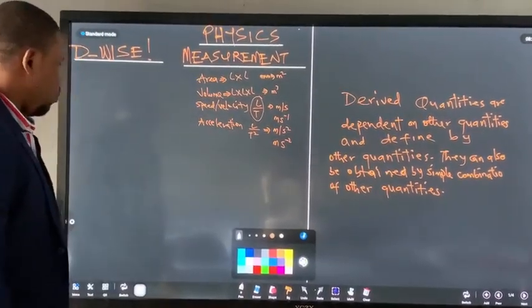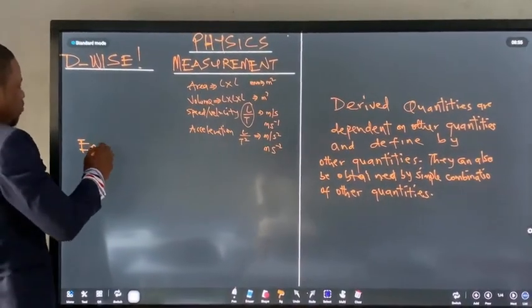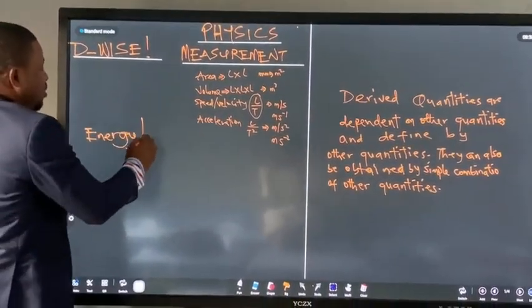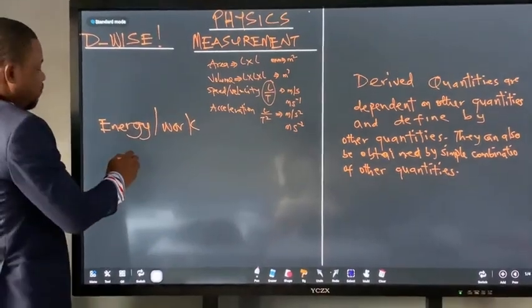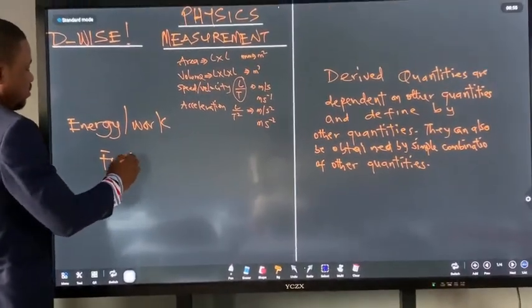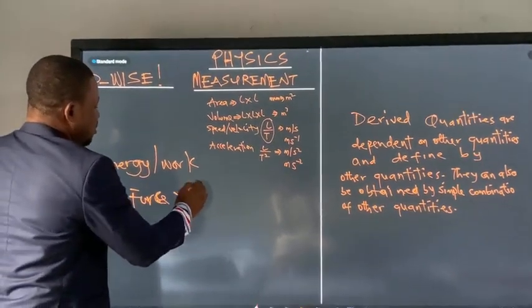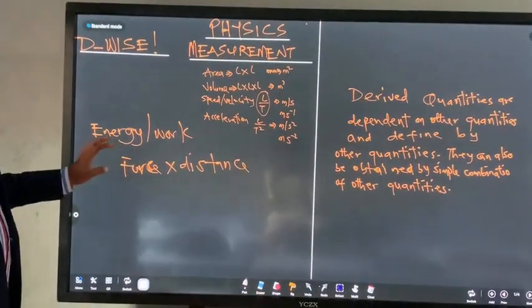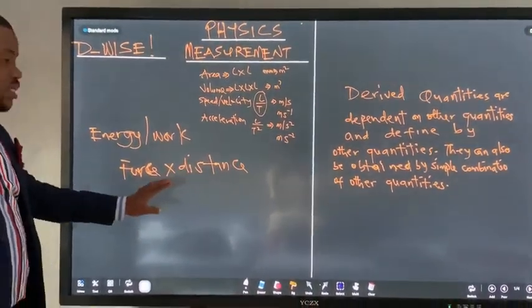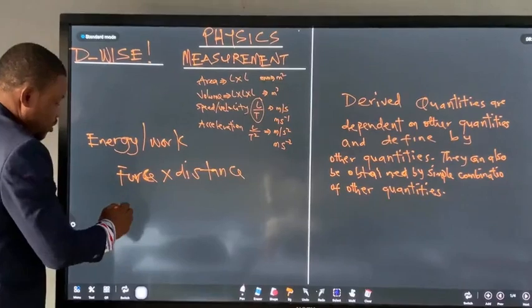Finally, let me just do energy. Energy and work, they have the same unit. Energy and work. Because it's force times distance. Force times distance. What do we say force is? Force is kilogram.